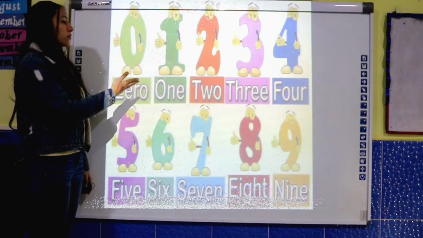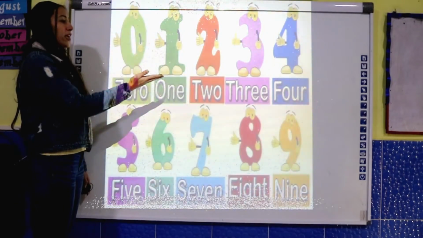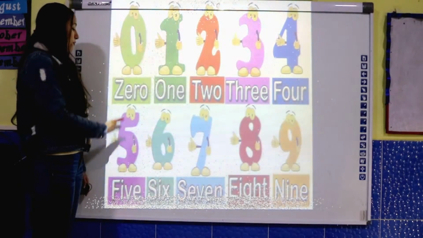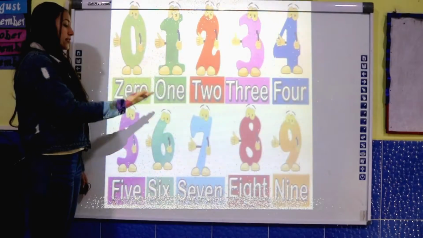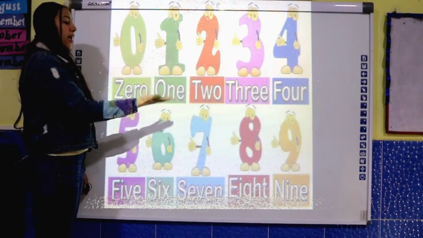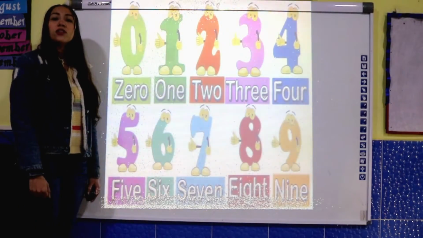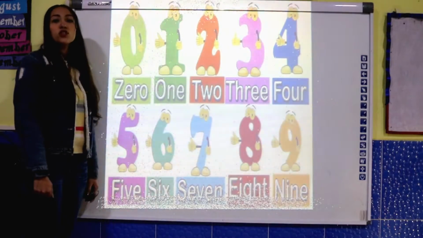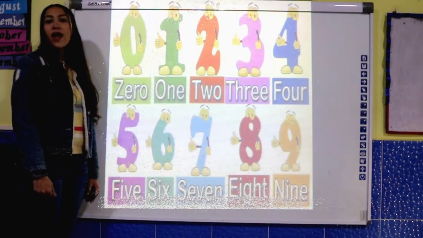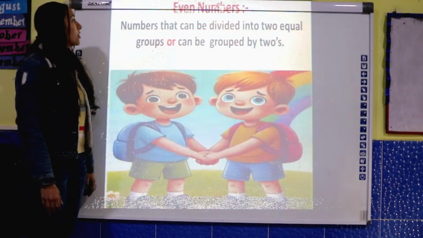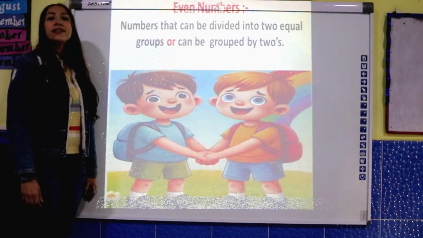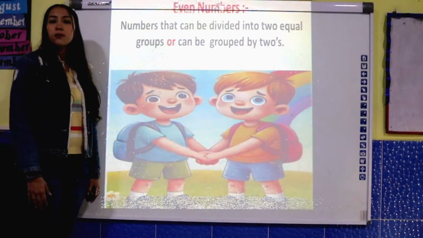0, 1, 2, 3, 4, 5, 6, 7, 8, and 9. We will know today whether each one of these numbers is an odd number or an even number, and why. Let's start with even numbers. What's the meaning of even numbers?